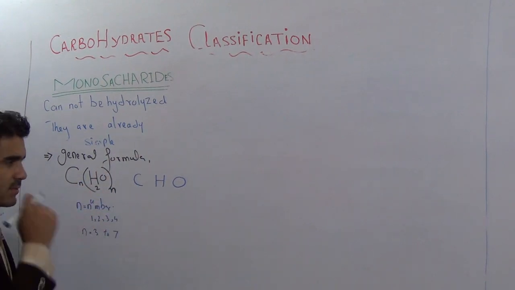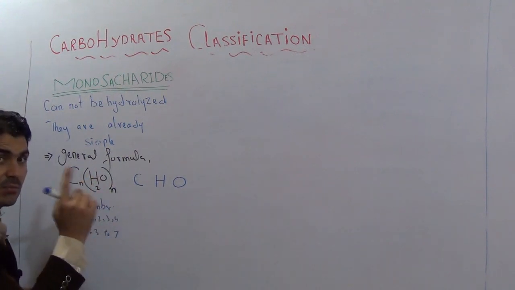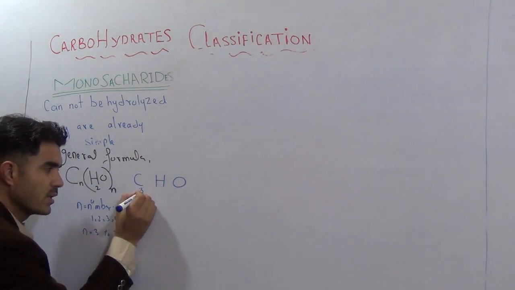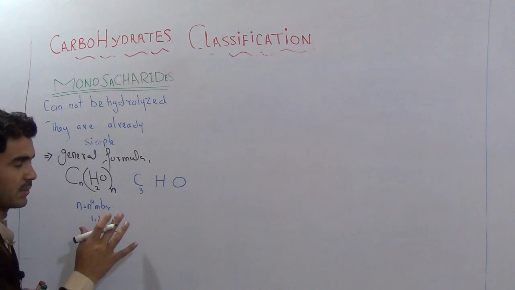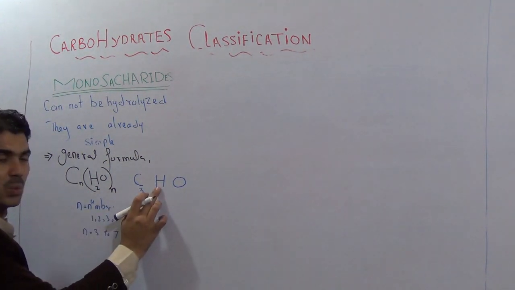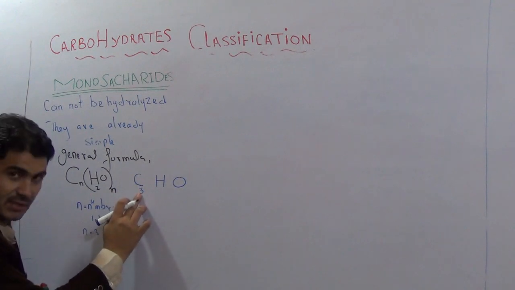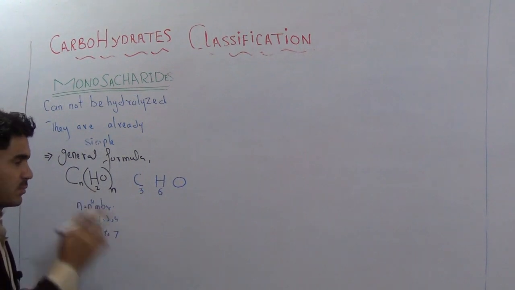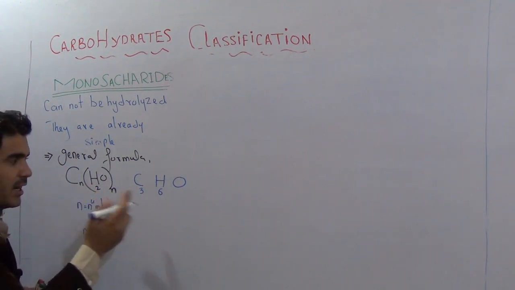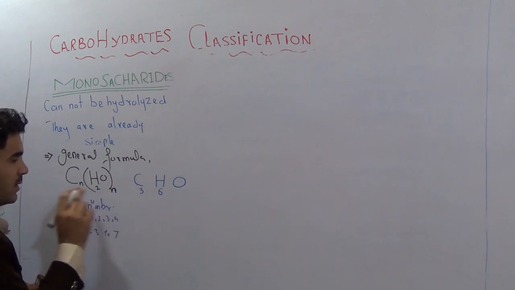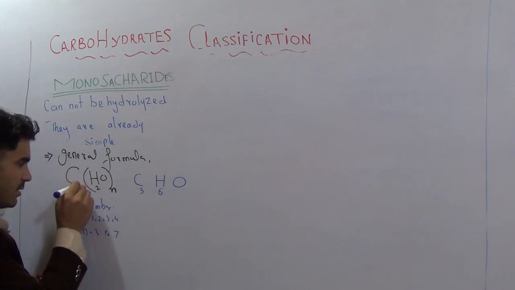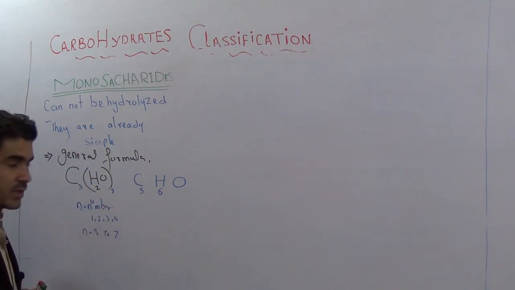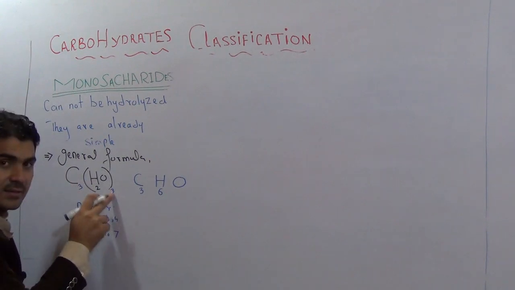So what it tells us is that in monosaccharides, if there are 3 carbon atoms, the hydrogen will always be double that number. Means if 3 carbon, the hydrogen will be 6. Always, because this is what the formula tells us. Let's suppose n is equal to 3. If you write 3 here, you must write 3 here.